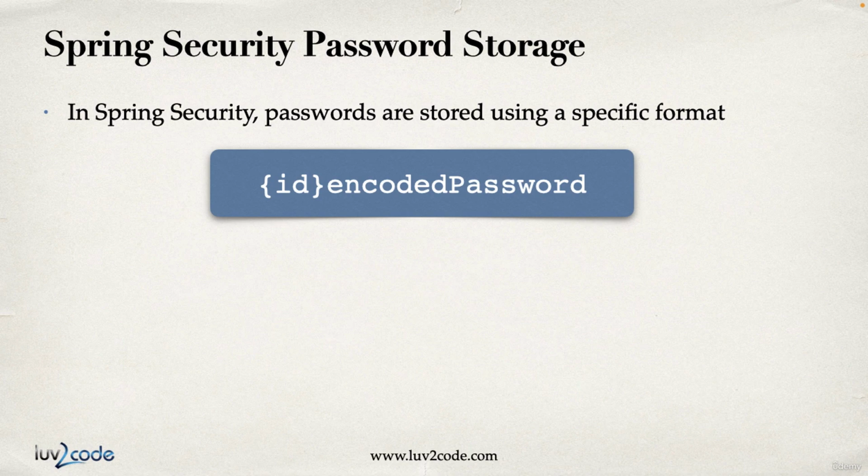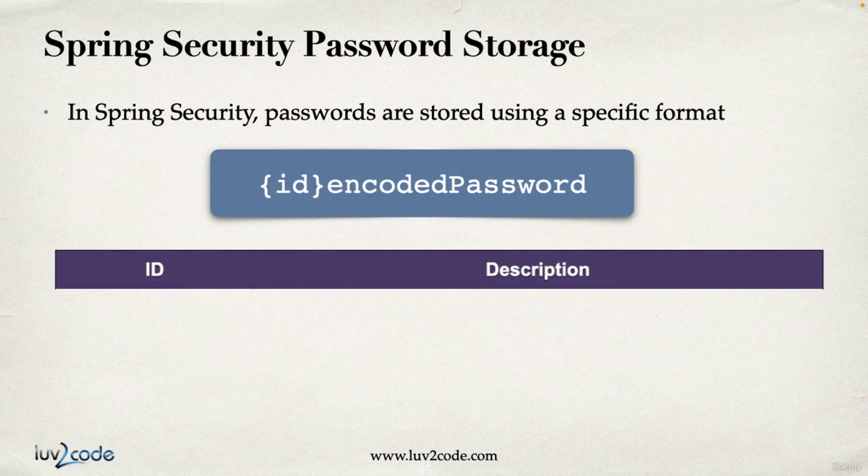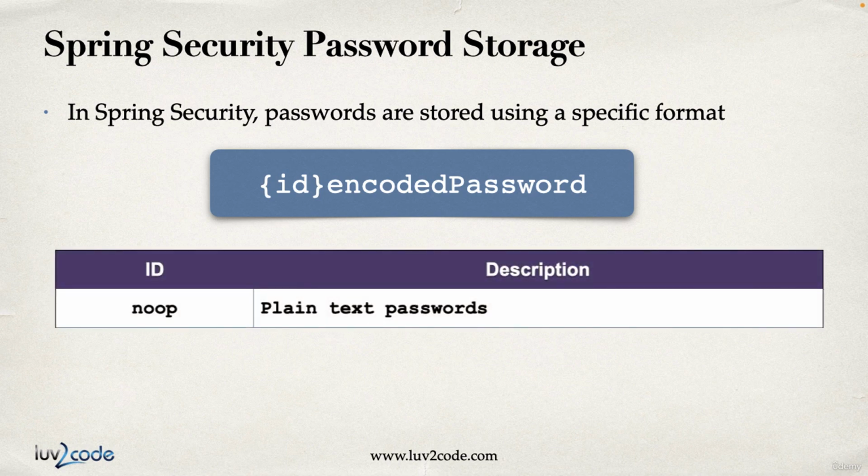In Spring Security, passwords are stored using a specific format. In the curly braces, you give the actual ID, and then you have the encoded password. The idea here is that we have the encoding algorithm that's being used for this password. In this example, we have noop, which means no operation. That's just for plain text passwords, meaning no encryption, no hashing, no nothing, just plain text.